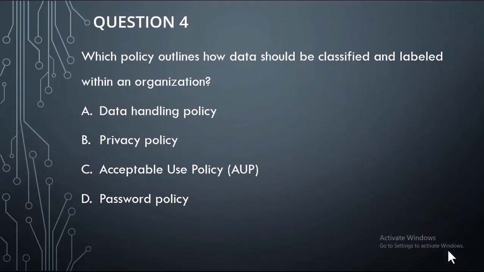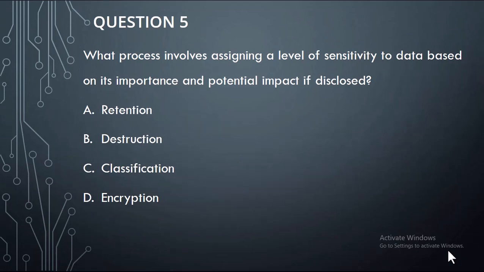Question 4. Which policy outlines how data should be classified and labeled within an organization? Option A. Data handling policy. B. Privacy policy. C. Acceptable use policy. D. Password policy. The answer here is option A. Data handling policy. Question 5. What process involves assigning a level of sensitivity to data based on its importance and potential impacts if disclosed? The answer here is option C. Classification.